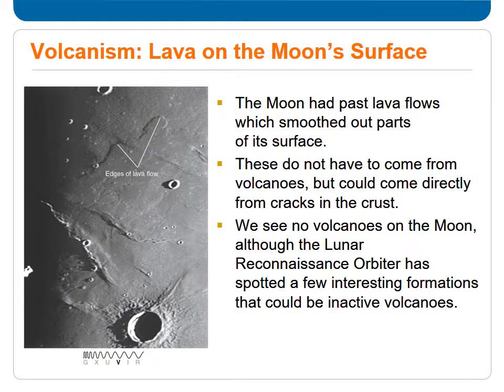The Moon had past lava flows which smoothed out parts of its surface, the maria. These do not have to come from volcanoes, but could come directly from cracks in the crust. We see no volcanoes on the Moon, although the Lunar Reconnaissance Orbiter has spotted a few interesting formations that could be inactive volcanoes.